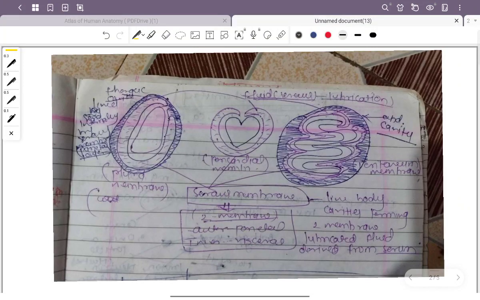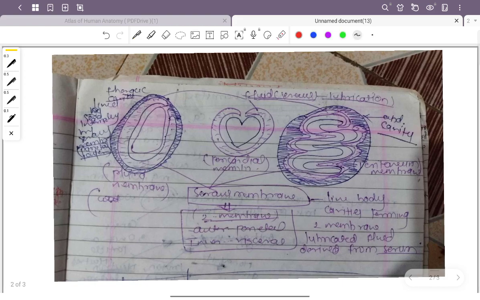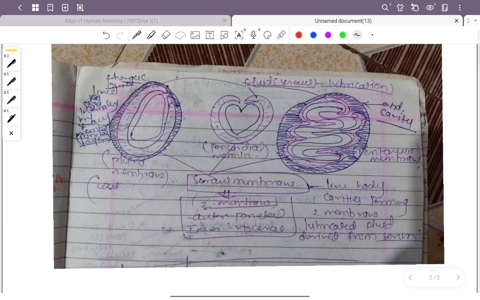Hi guys, today we're going to study the serous membrane. In this lecture, we're going to study the serous membrane, what the types of serous membrane are, and where we can find this serous membrane, or where it is located within the human body.